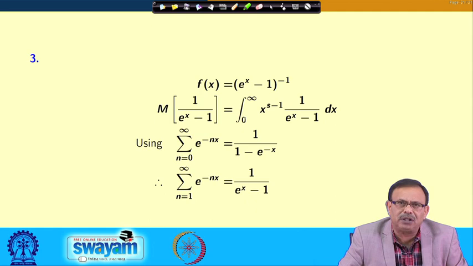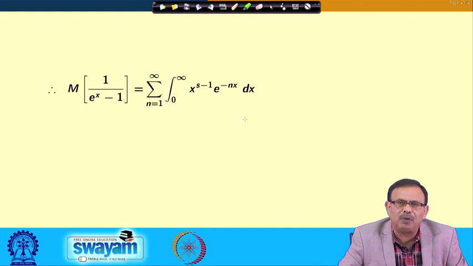I can replace 1 by e power x minus 1 by this series. So, the Mellin transform of 1 by e power x minus 1, I can write down this integral, which is nothing but summation n equals 1 to infinity of the value of the integral from 0 to infinity x to the power s minus 1 e power minus n x dx, which is nothing but gamma s by n to the power s.